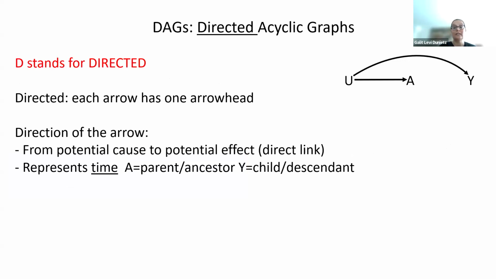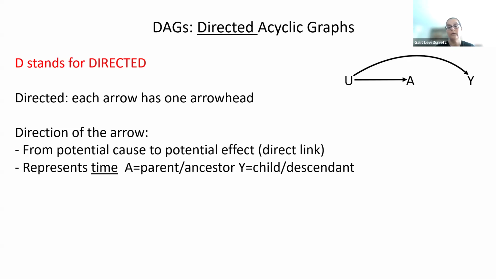Okay, so DAG is a directed acyclic graph, and D stands for directed. What does it mean? It means that each arrow has only one arrowhead, and it goes in one direction. It goes from potential cause to potential effect, and it goes directly. So it also represents time, because when you say that A causes B or U causes Y, it means that U came before Y in order to cause it.